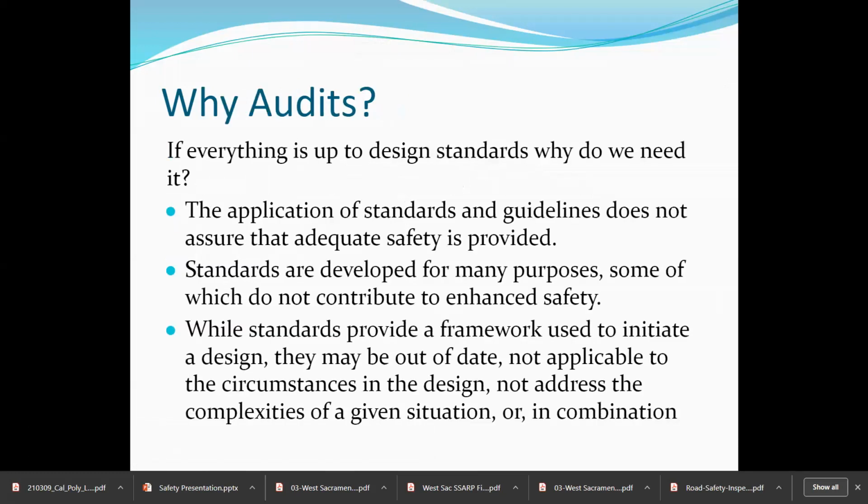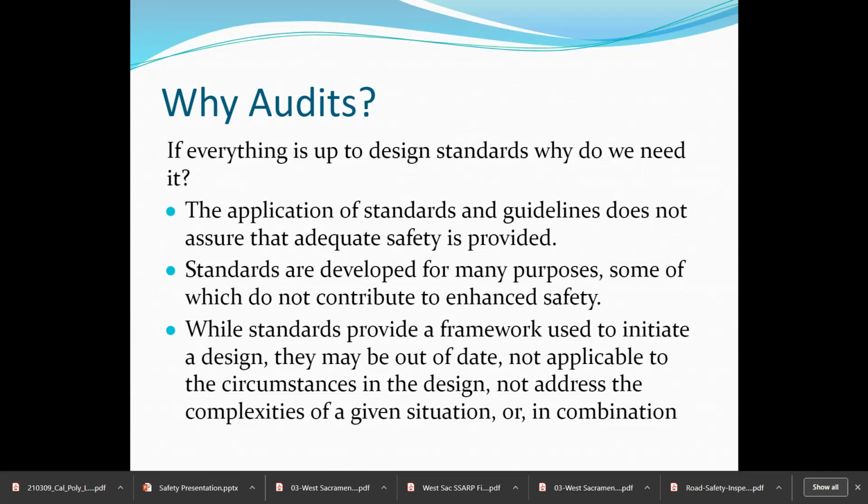So sometimes the question comes up: if everything is designed to the design standards, why do we need audits? First of all, that assumption might be incorrect, because some existing roads may be designed to old standards. So they might not meet standards anymore.